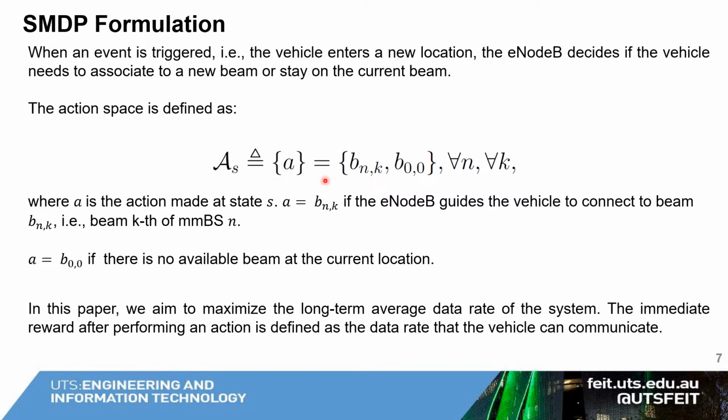In this paper, we aim to maximize the long-term average data rate of the vehicles, so we define the immediate reward after performing an action as the data rate at which the vehicle can communicate with the mmWave base station. Note that the data rate depends on the current RSSI level, which is random and fluctuates corresponding to the condition of mmWave links and the environment. However, our learning algorithm can learn the environment parameters to obtain the optimal beam association policy for the vehicle.